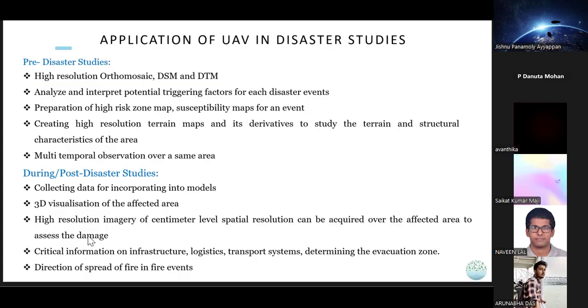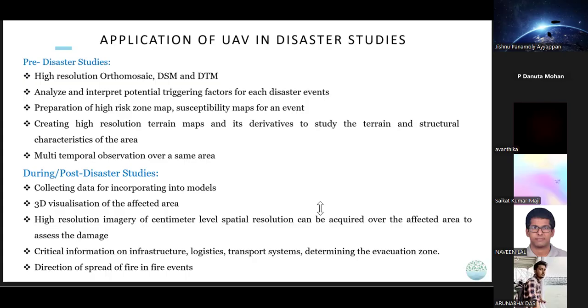Then comes during or post disaster studies. We can collect data and incorporate it into the models. And there are 3D visualizations of the affected area. As I said, the point cloud data that we get is 3D data, and then we can generate the DTM and visualize the entire region in 3D models. And high resolution imagery of centimeter level spatial resolution can be acquired over the affected area to assess the damages. Then we can gain critical information on the infrastructure, logistics, and transport system.